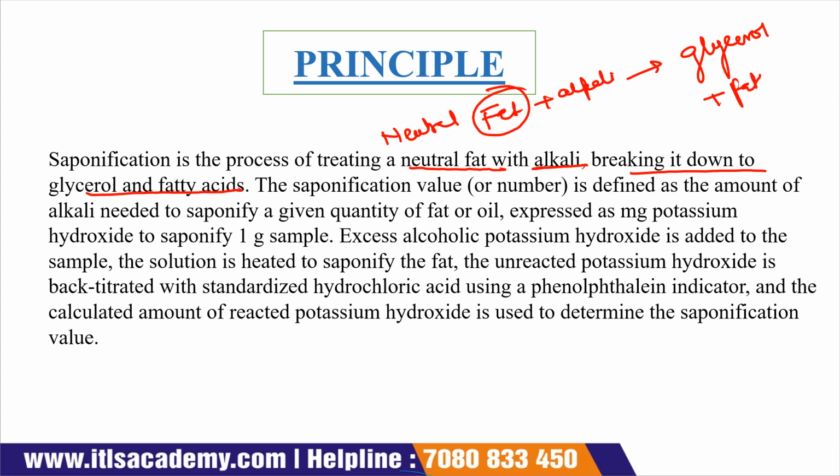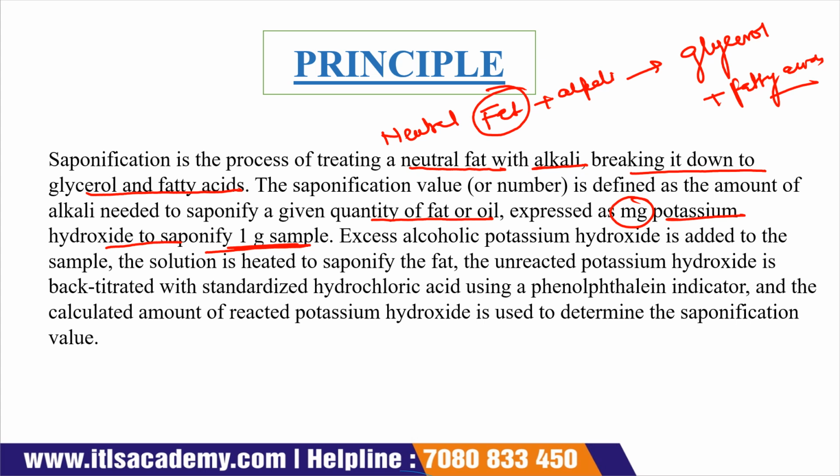and fatty acids. The saponification value or number is defined as the amount of alkali needed to saponify a given quantity of fat or oil, and it is expressed as milligrams of potassium hydroxide required to saponify 1 gram of sample. I already told you in the first slide that the saponification value is defined as how many milligrams of potassium hydroxide are required.